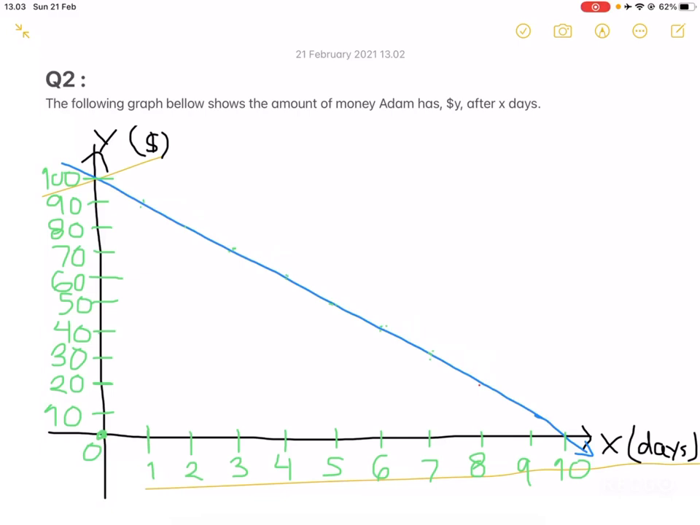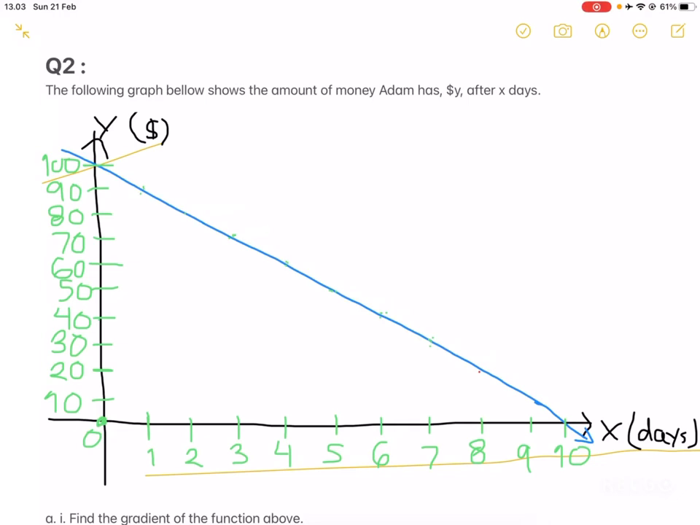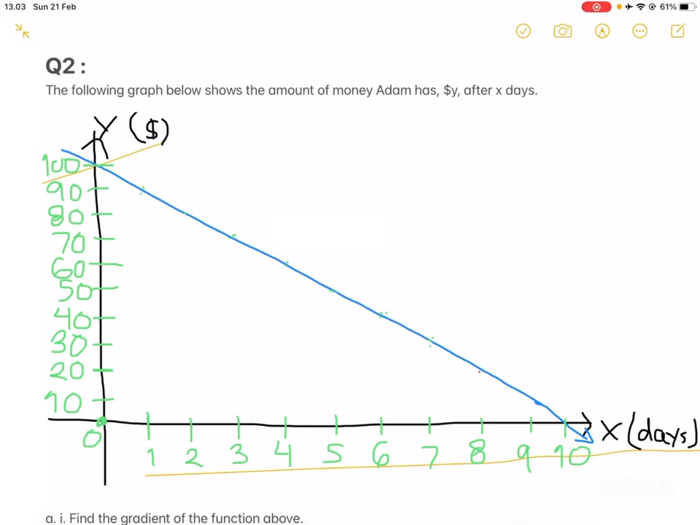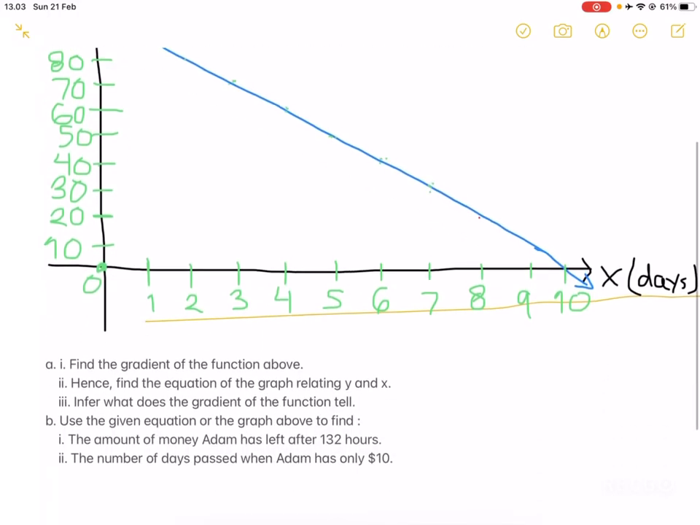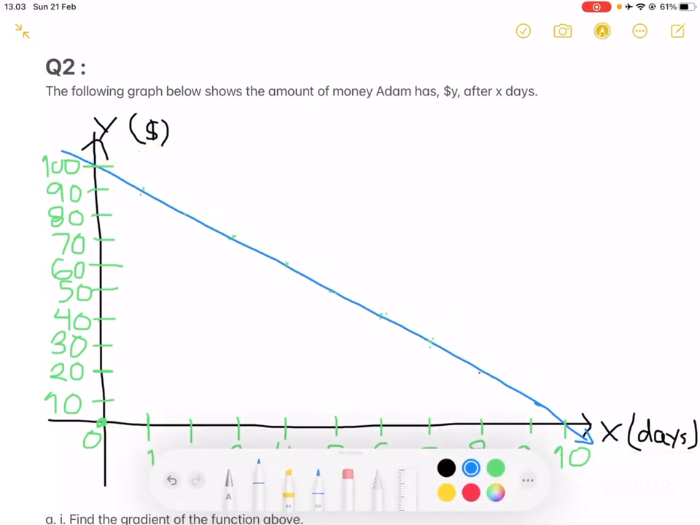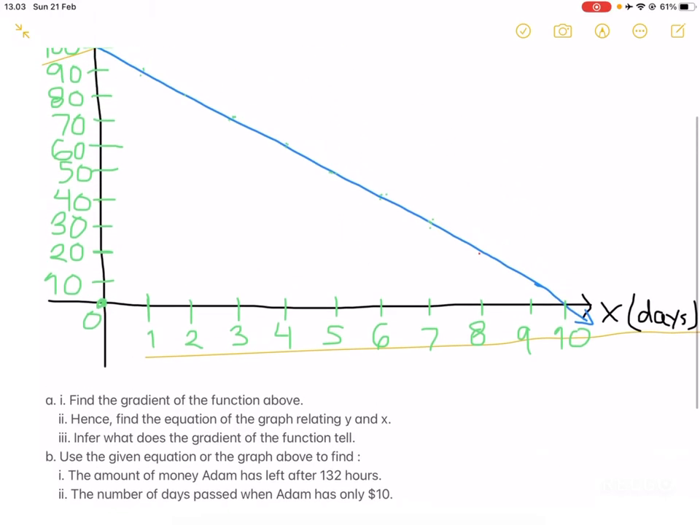Alright, for the second question, it's about reading linear functions instead of graphing them. The following graph below shows the amount of money, and this is a typo right here, shows the amount of money Adam has, y dollars, after x days. As you can see, the graph slopes downwards, and we have these scales on the y and x axes. First, we need to find the gradient of the function above.